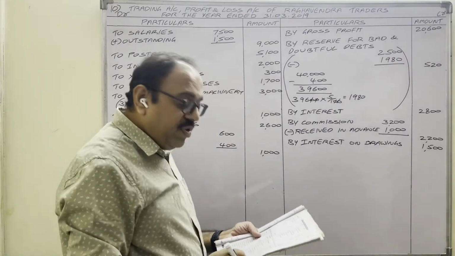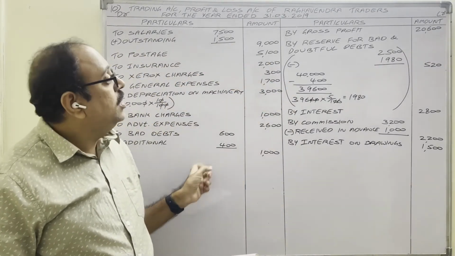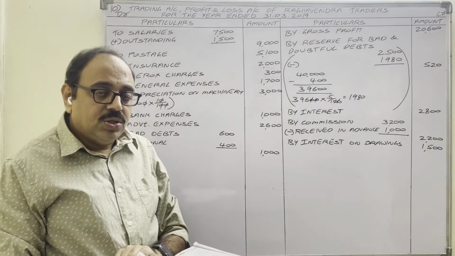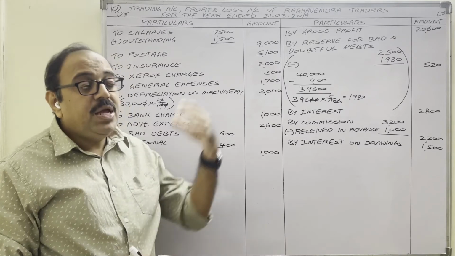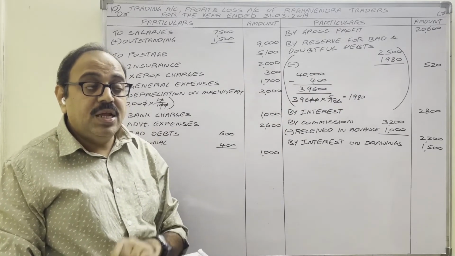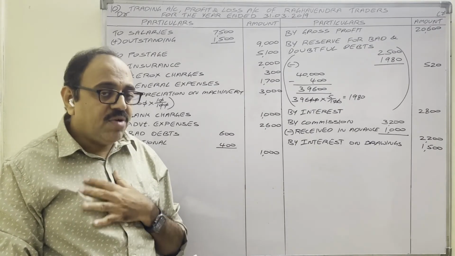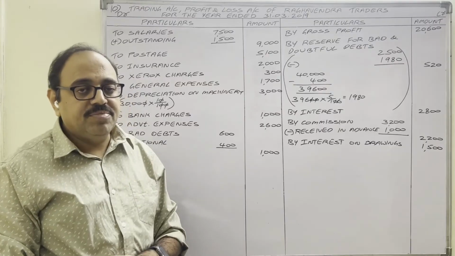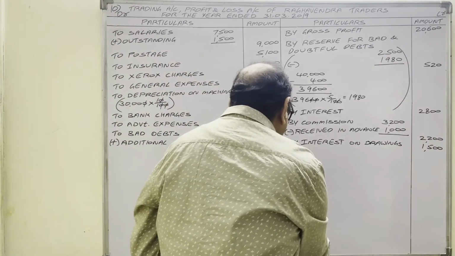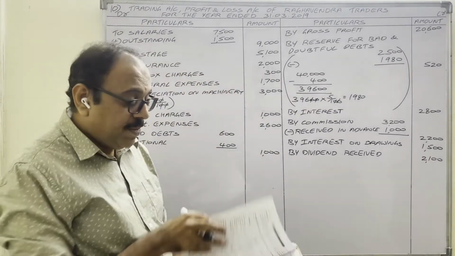Next, dividend received. This is a sole proprietorship business. See, Raghavendra Traders, only one owner. So we purchased public limited company shares. Tata company, Reliance company, their shares we bought. Then regularly we get dividend. So for our firm, this is indirect income. Credit side of profit and loss account. By dividend received 2,100.